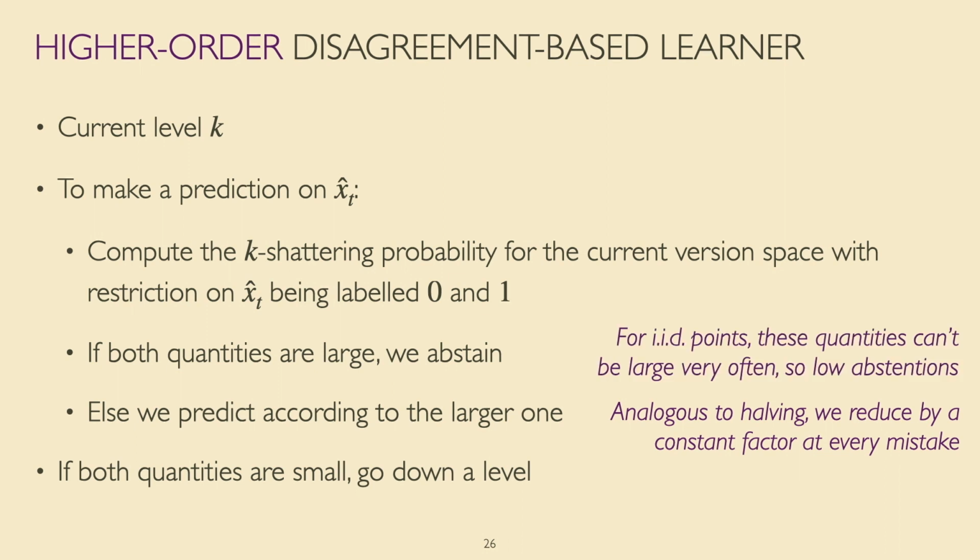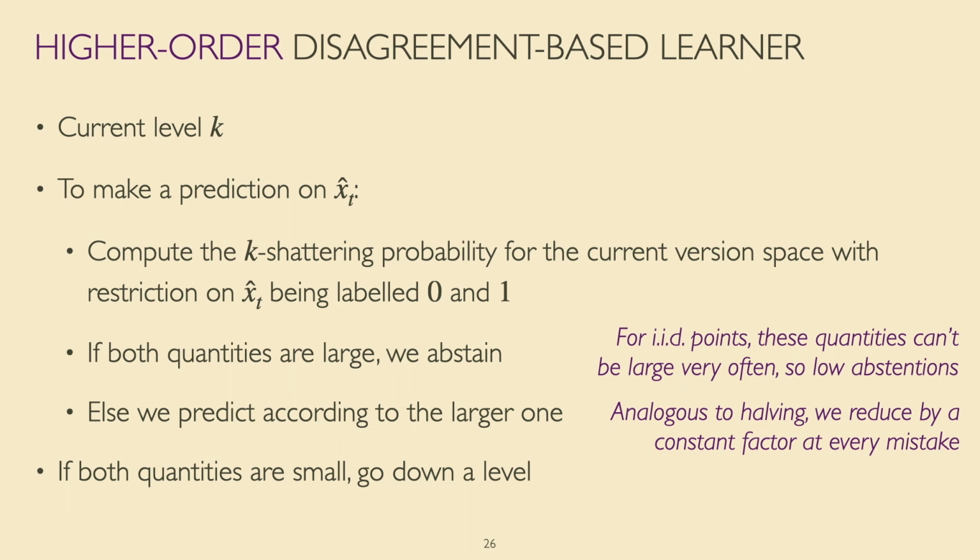And here the hope is that for IID points, these quantities can't be very large very often, because you're getting information each time you get an IID point. So it cannot continue to be large. Not too many IID points should fall in that region, which means you should not be able to abstain on too many IID points.